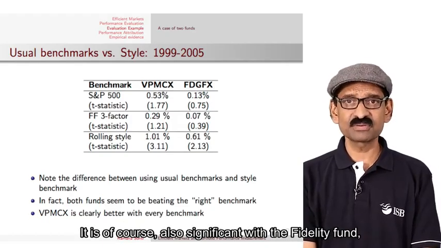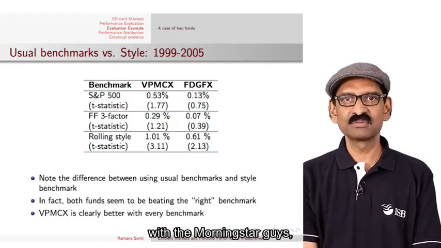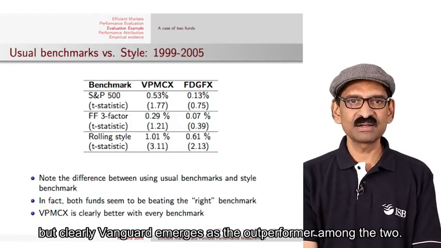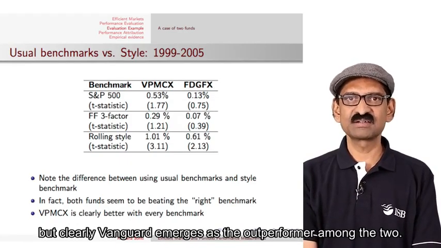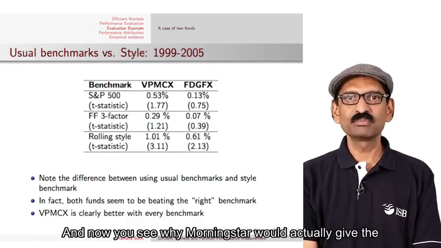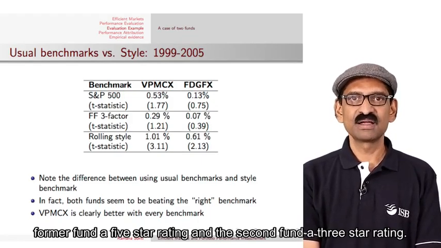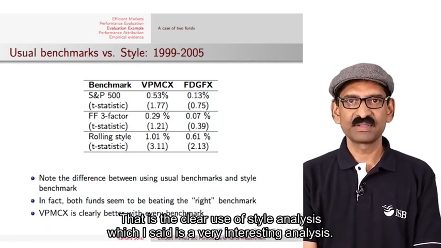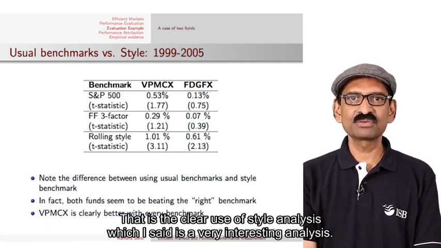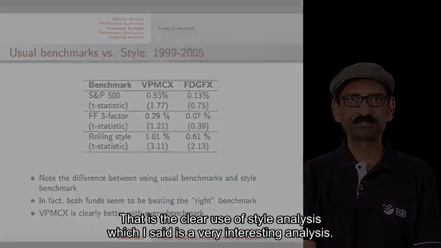It is, of course, also significant with the Fidelity fund, which earned it 3 stars, if you remember, with the Morningstar guys. But clearly, Vanguard emerges as the outperformer among the two. And now you see why Morningstar would give the former fund a 5-star rating and the second fund a 3-star rating. That is the clear use of style analysis, which I said is a very interesting analysis.